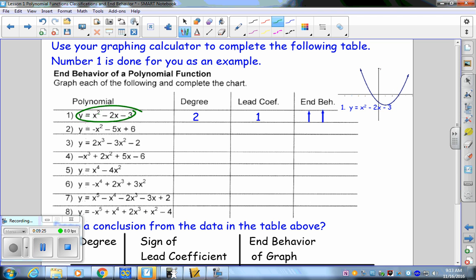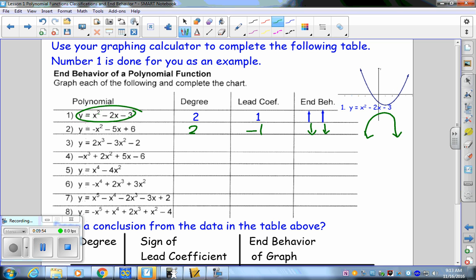So as x approaches infinity, so does y. And as x approaches negative infinity, so does y as well. Okay, so I'm just going to do some general sketches for these. If you do number 2, it's a quadratic with a negative in front, so I know it's going down like this. It's sad. So it's a degree 2 as well. My lead coefficient is a negative 1. And my arrows are pointing down, both of them.